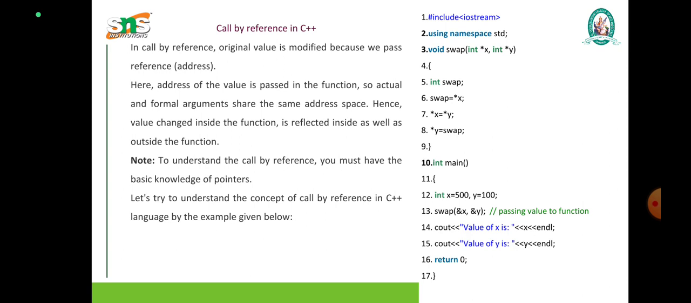Next, call by reference in C++. In call by reference, the original value is modified because we pass the reference. That is, reference means the address of the variable. Here, the address of the value is passed to the function. So, actual and formal arguments share the same address space. Hence, a value changed inside the function is reflected inside as well as outside the function.